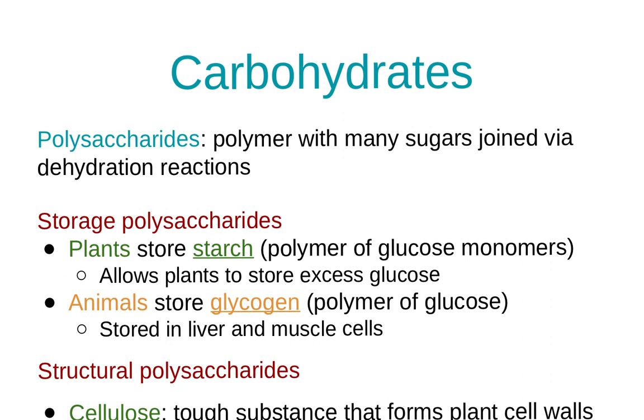Structural polysaccharides are used to form these complex, very strong structures. Two of the best examples are cellulose and chitin. Cellulose is that really tough substance that forms the cell walls in plants. And chitin is what the exoskeletons of arthropods, insects, are made of. So it's kind of tough to think that the exoskeleton of any arthropod is actually a polysaccharide. It's also important to mention that chitin is also in the cell walls of fungi.